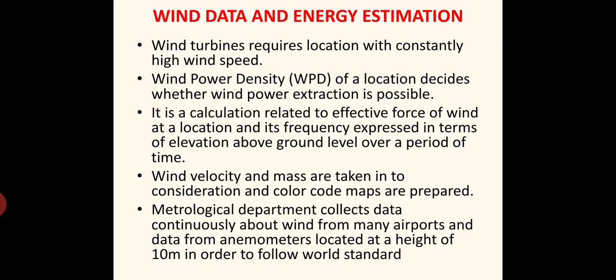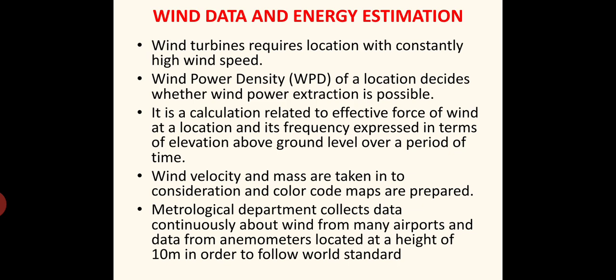Wind velocity and mass flow are taken into consideration and color code maps are prepared. We have various government authorities to calculate all these things. They consider the wind velocity available at a particular place, and how much the mass flow rate of the wind at that place is also calculated. Based on that they prepare the wind power density, and graphs with color codes are prepared by the authorized authorities. That data is utilized by those who are installing wind farms.